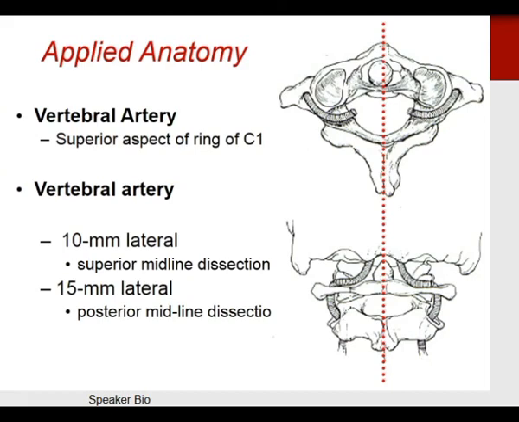As far as the vertebral artery and the cervical spine, remember that the vertebral artery sits on the superior aspect of the ring of C1 in the vertebral sulcus. Therefore, dissection of the ring of C1 should stay within 10 millimeters of the midline on the superior aspect and 15 millimeters on the posterior aspect of C1 in order to prevent or reduce the risk of vertebral artery injury.